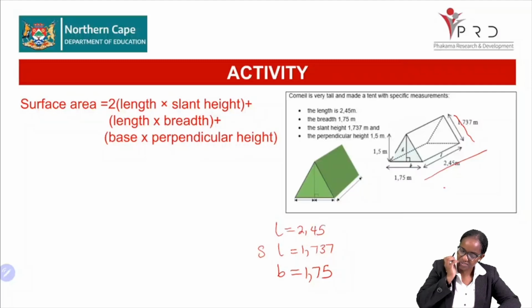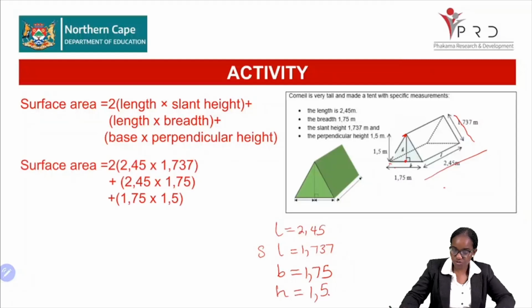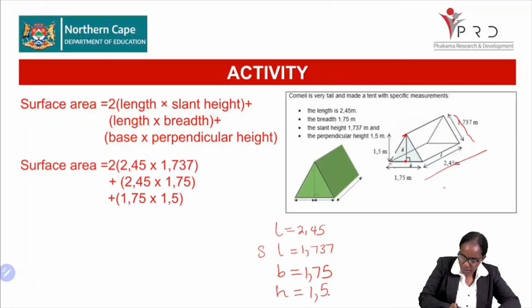What is the base? The base is the same as the breadth. This one. The same as the breadth. The perpendicular height. The height from this point to this. The height will be 1,5. Then let's substitute. When we substitute, there we have it, our length and our slant height. Our length and our breadth. Our base and our height.